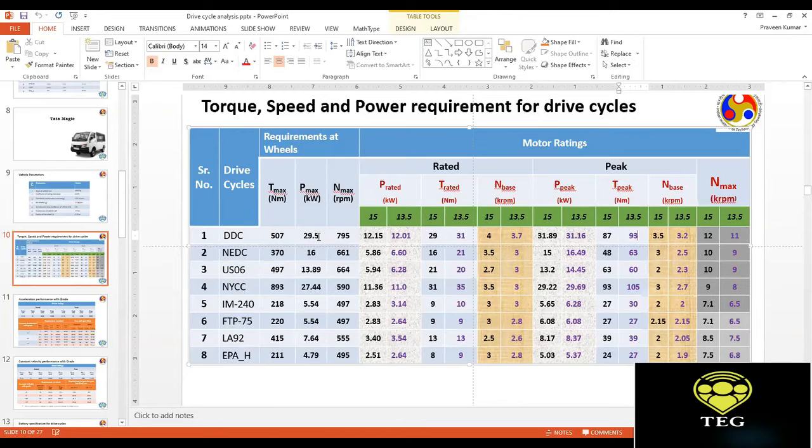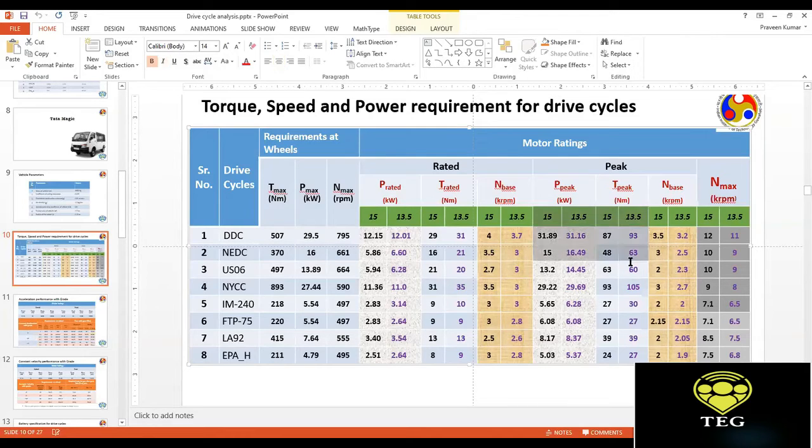Now, that was about the peak power that the machine has to produce, and the peak power and peak torque that the motor has to produce for different drive cycles for two gear ratios. We took these two gear ratios, 1 is to 15 and 1 is to 13.5, because they are the most common ones, and they are the most preferred ones by the automobile industry. So that's the reason why we take these two specific gear ratios.